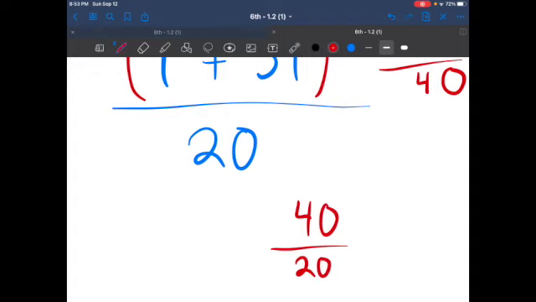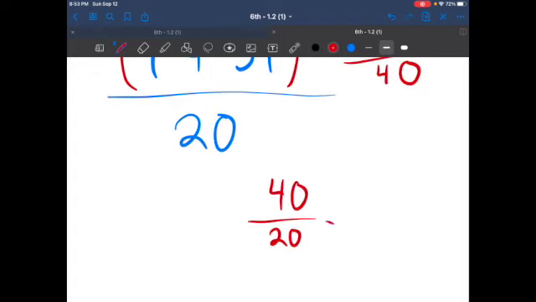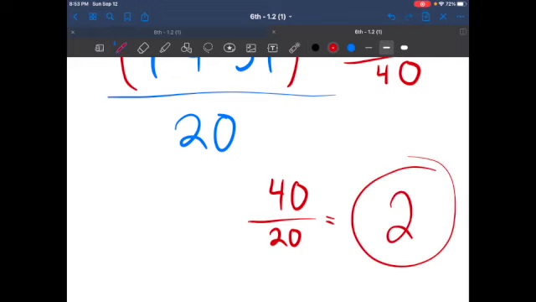And now we just need to divide. What is 40 divided by 20? This one we can do mental math. And we know that our answer is going to give us 2.